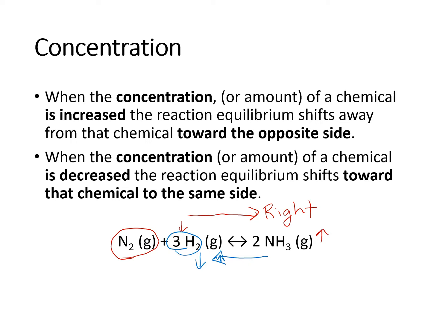In doing this, we would increase our amount of nitrogen because we're going to make more of those reactants, and we would use up some of our ammonia, NH3. So its amount would decrease once the equilibrium is reestablished. So adding a chemical shifts the reaction towards the opposite side, and removing a chemical shifts the reaction towards the same side that that chemical is on.